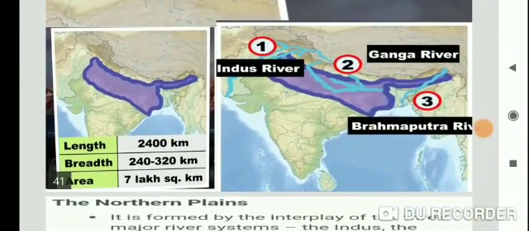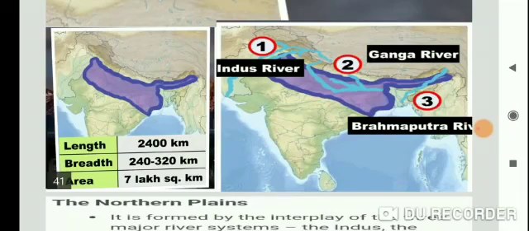See the map. First is the Indus river, second the Ganga river, and third the Brahmaputra river. This is to help learn very easily. This plain is formed by the three river systems, the Indus, the Ganga and the Brahmaputra, along with their tributaries. This plain is formed by alluvial soil and is spread over an area of 7 lakh square kilometer.